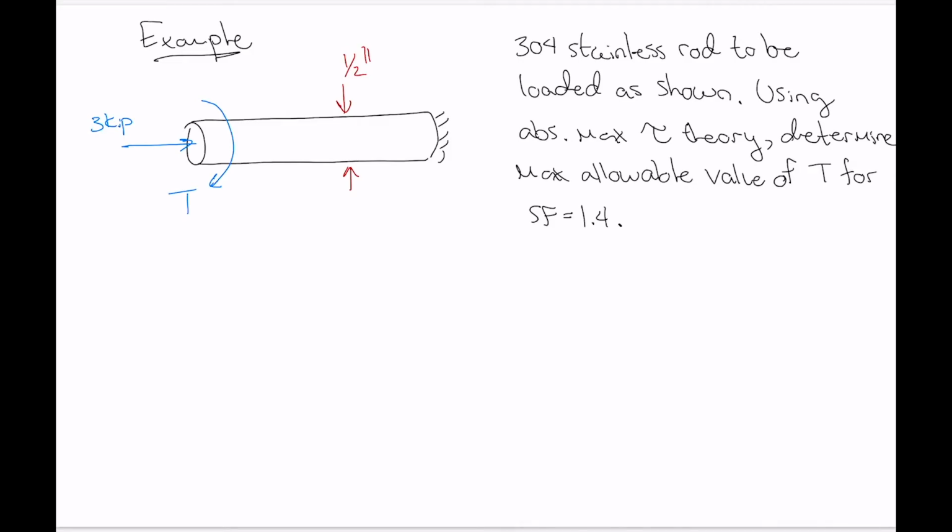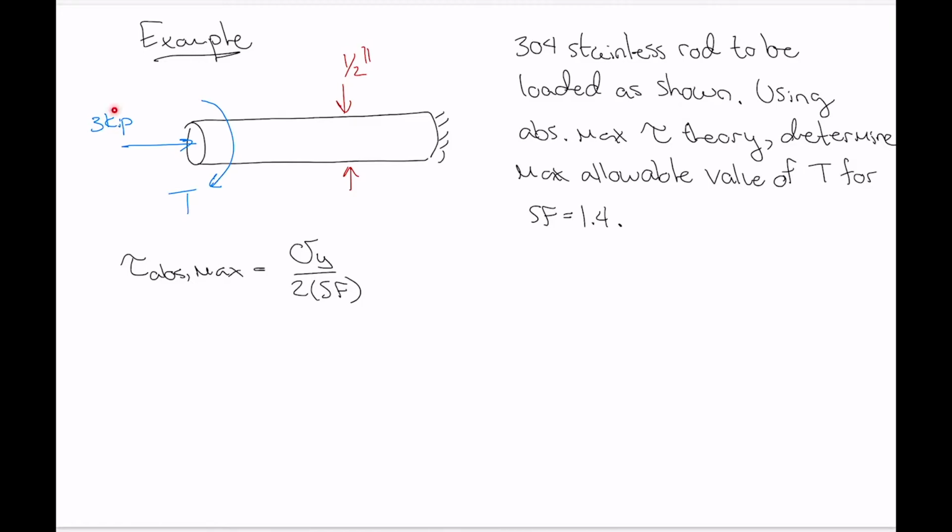Okay, so we know what the absolute maximum shear stress theory states. Failure will occur when the absolute maximum shear stress in this object equals its normal yield strength divided by 2 times the safety factor. So the question that we have to answer first is, which point in this rod is going to experience the greatest absolute maximum shear stress? So you think about these two applied loads separately.